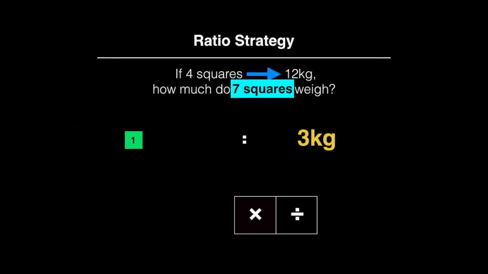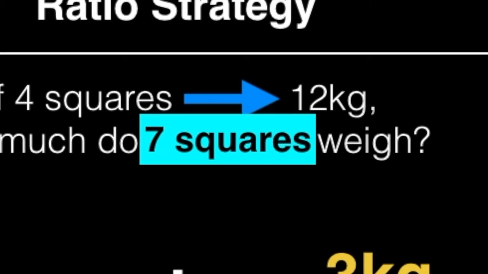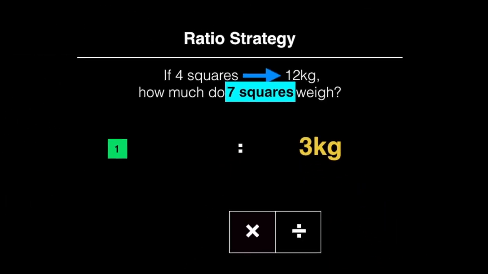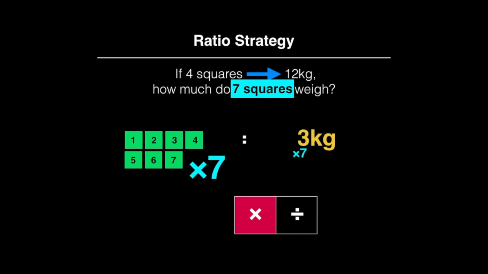The final step is to use multiplication to scale the question subject to become the target amount, in this case 7. 1 multiplied by any number is always the same number it is multiplied by. So to get 7, we multiply 1 by 7. Because we multiplied the squares component by 7, we must also multiply the other ratio component by 7, resulting in 21 kilograms. We have now solved the problem by using maths actions to prove the weight of 7 squares.